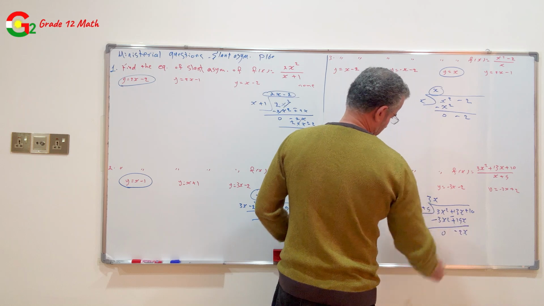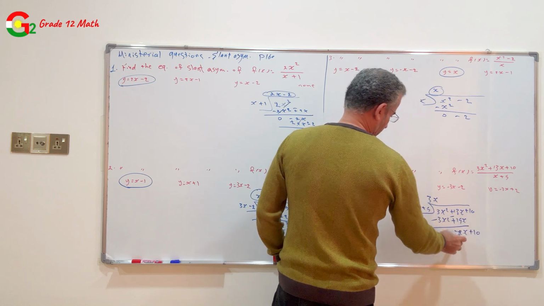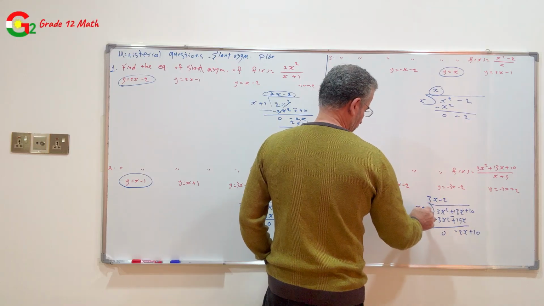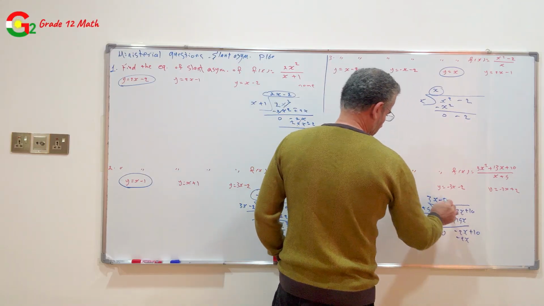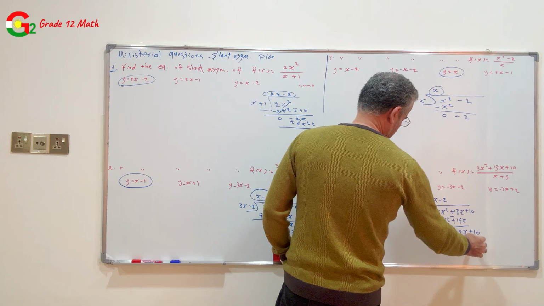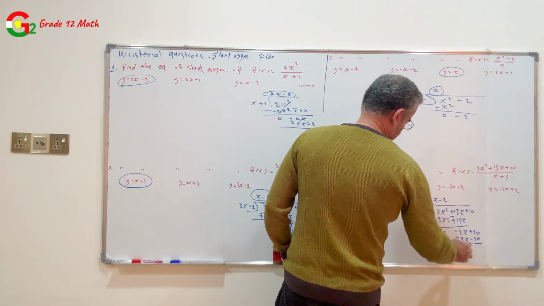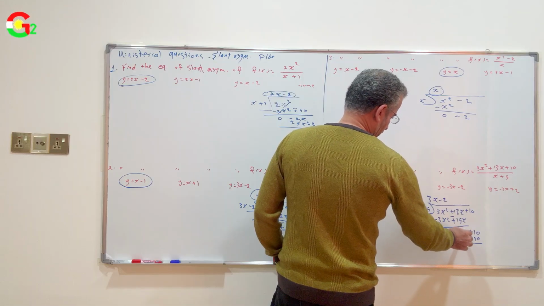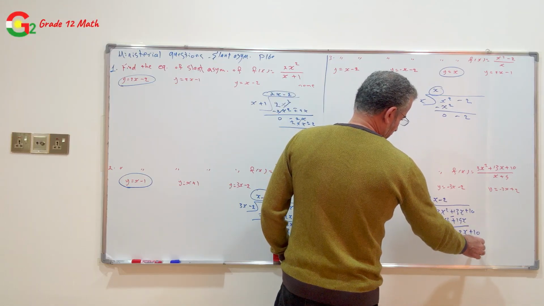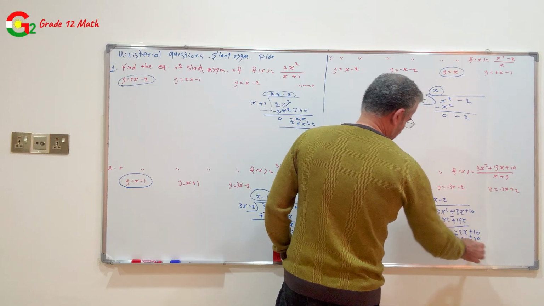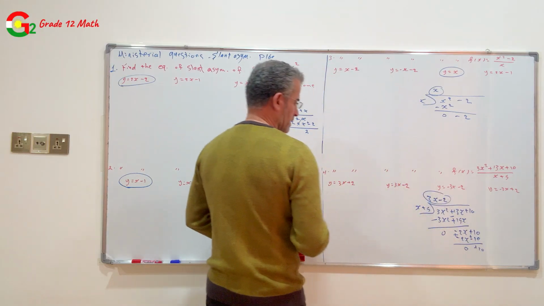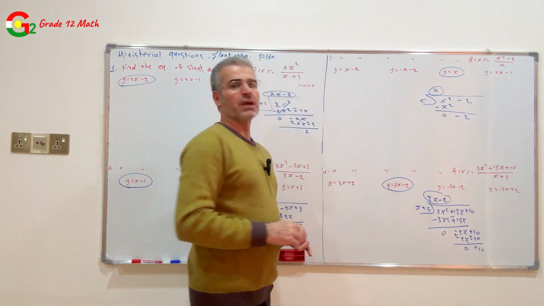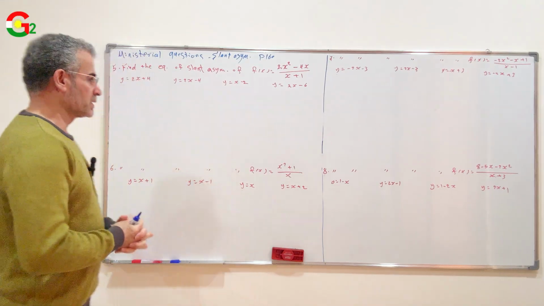negative 2x plus 10. Negative 2x divided by x is negative 2. Negative 2 times x is negative 2x, negative 2 times 5 is negative 10. Change the sign of these terms. Negative 2x plus 2x is 0, 10 plus 10 is 20. Then the answer is 3x minus 2. Choice B.